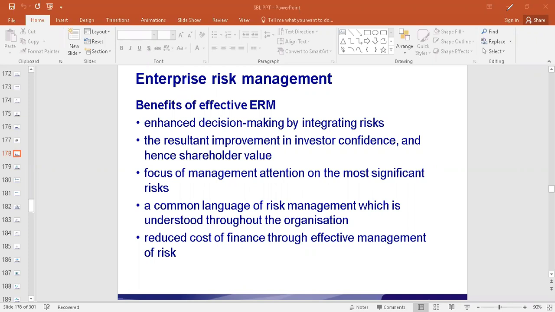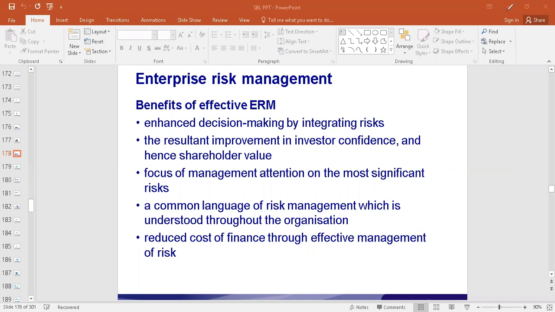They can focus management attention on the most significant risks. The risks are prioritized. When there are multiple risks happening, the way in which these risks would be dealt is by prioritizing them. The events that have the most impact are dealt with first in the order of priority. Risks are taken up for managing them. Then everybody understands what the risk management process is, so it's a common language of risk management which is understood throughout the organization.